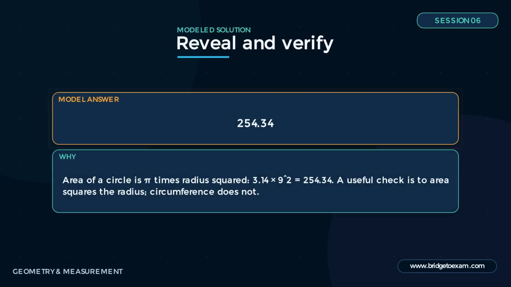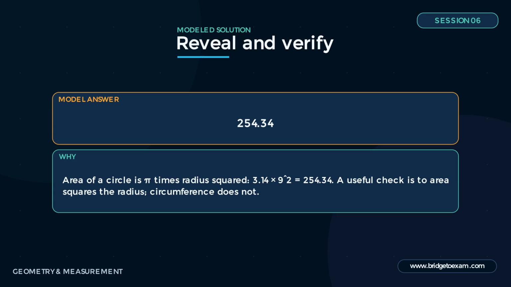The model answer is 254.34. Area of a circle is pi times radius squared. 3.14 times 9 squared equals 254.34. A useful check is that area squares the radius, circumference does not.